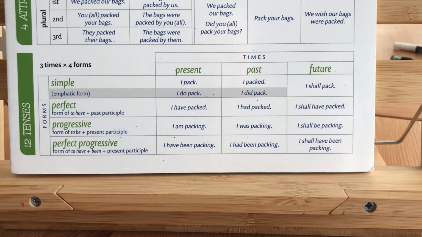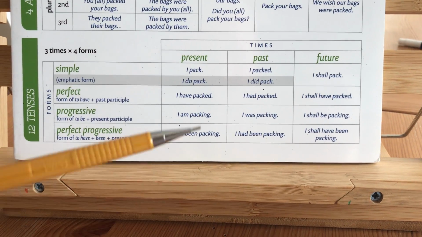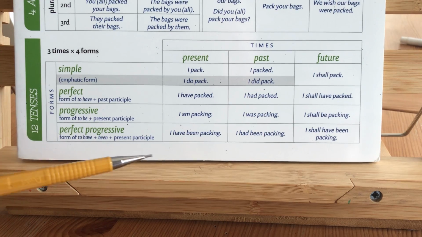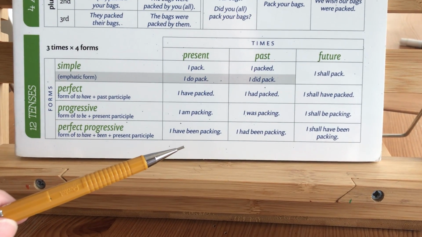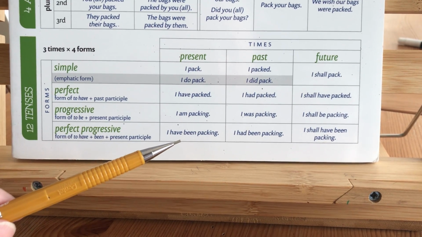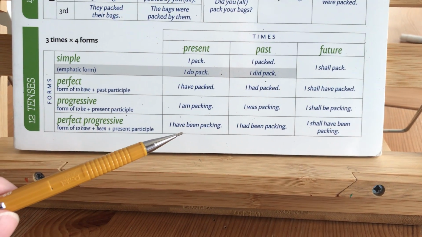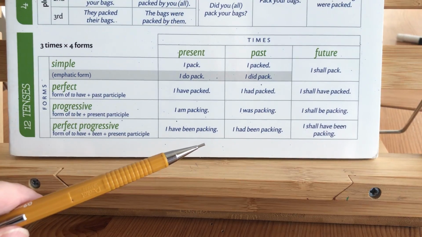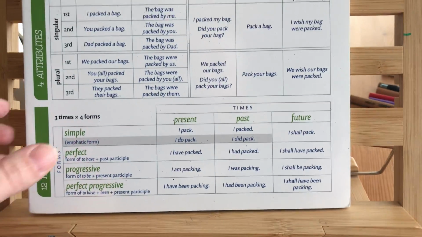Present perfect progressive. Present perfect progressive. I have been packing. Perfect progressive combines the present participle with a form of to have and been. I have been packing. Now, let's look at chart D.